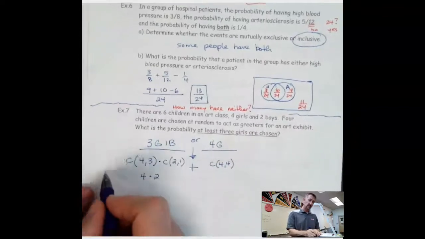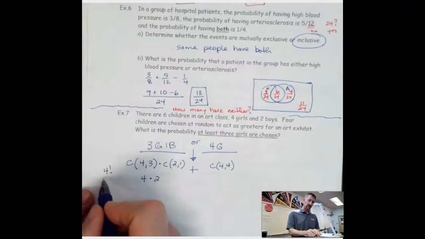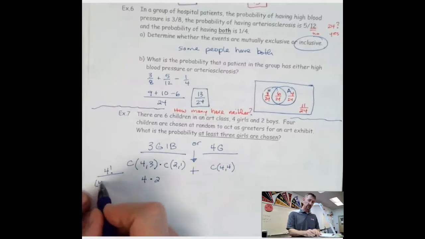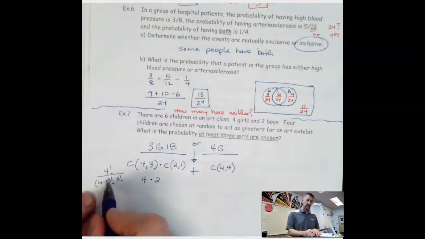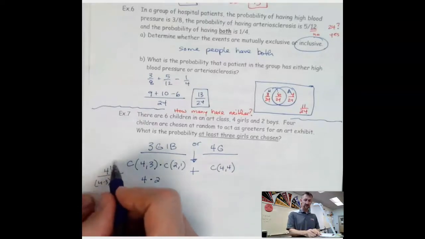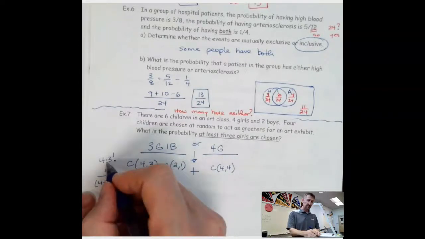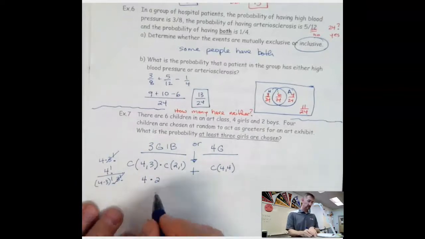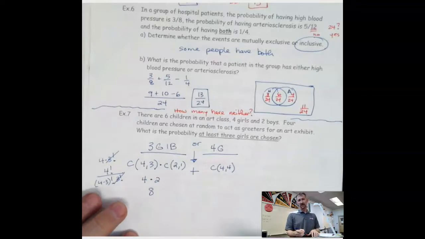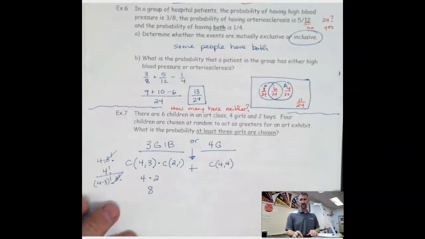Now, if you don't remember that, then this is 4 factorial, and this is 4 minus 3 factorial times 3 factorial. So that's 1 factorial, which is just 1. And this is 4 times 3 factorial. So these 3 factorials are going to cancel out. We're just going to have 4 over 1, which is 4. Okay, so anyway, there's 8 ways to choose 3 girls and a boy.